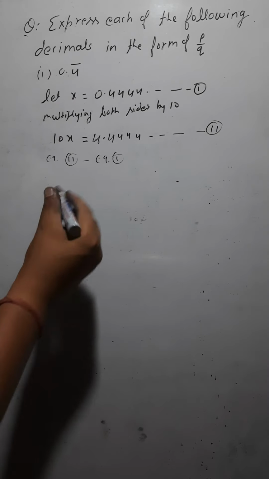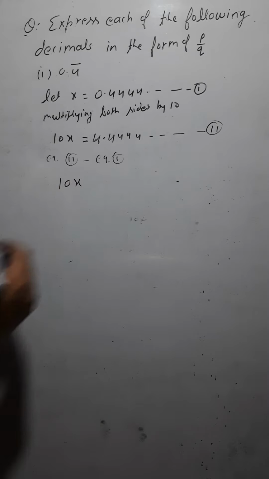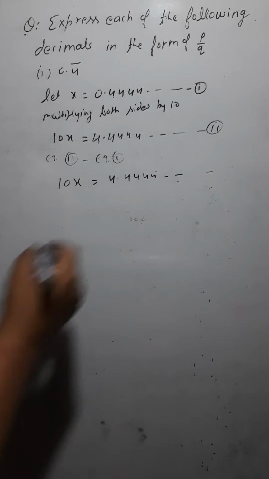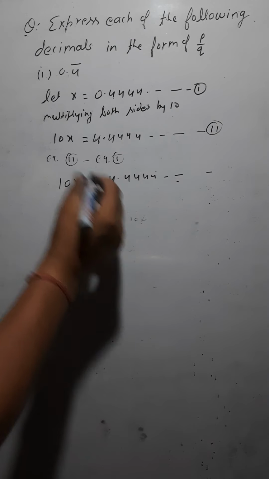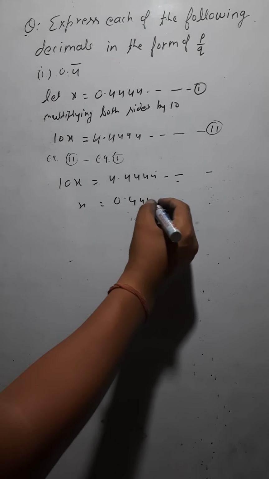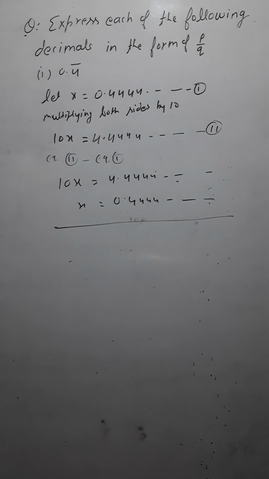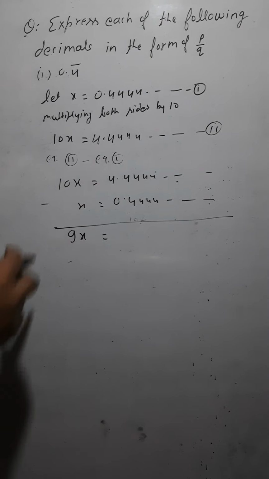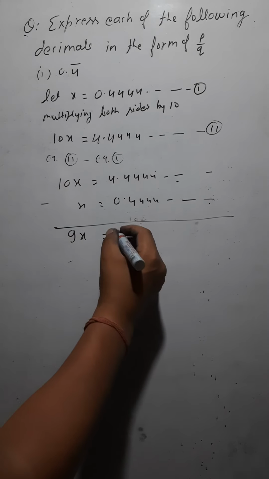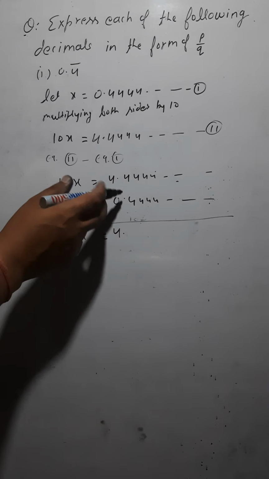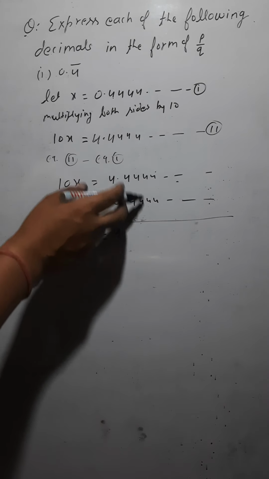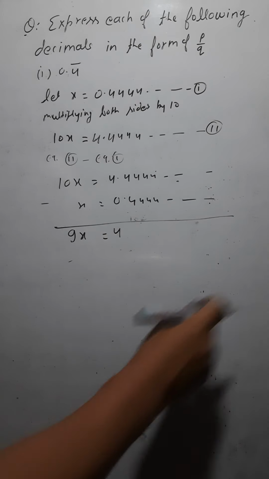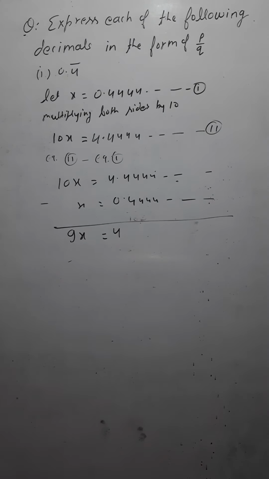Okay, let me write this way. 10x here, and here how much? 4.4444, etc. Then downside I would write x equals to this, 0.4444, etc. So I am subtracting it. So 10x minus x would be 9x, and here if you are subtracting, 4 minus 0 would be 4. Then after the decimal all are going to cancel. 4 minus 4, 0, 0, 0, 0, 0. So nothing you are getting. You would be getting only 0 there. So I would leave it. So there is only 4 now, isn't it?